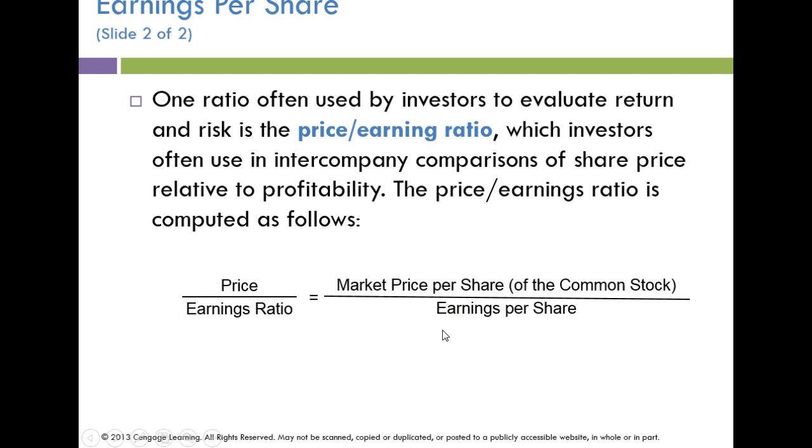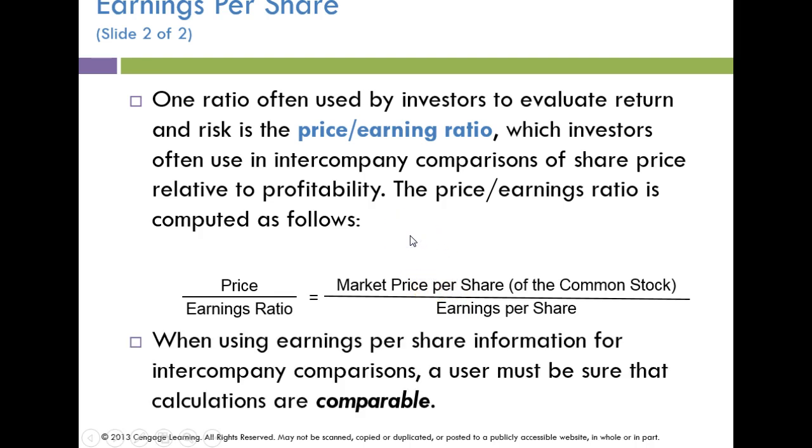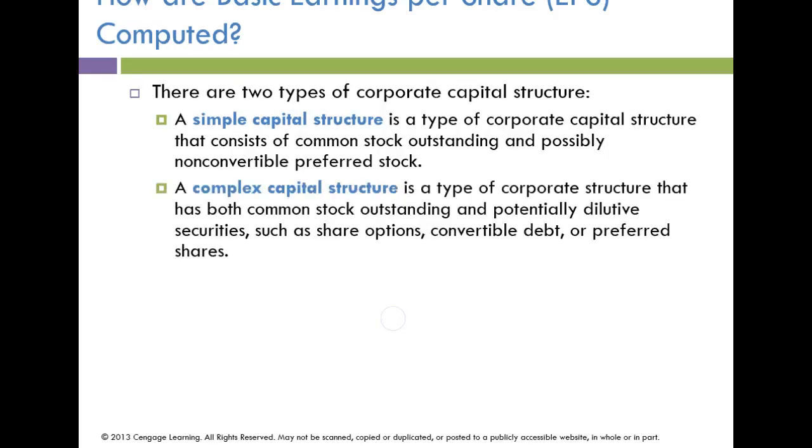And the way we are going to determine the number of shares is we're going to weigh all the different stocks and total what the equivalent number of shares of stock are out there. When using earnings per share information for intercompany comparisons, a user must be sure that calculations are comparable. That is important in accounting, so we can compare within the industry and between industries, right? Or between years, actually. There are two types of corporate capital structures: simple structures and complex structures.